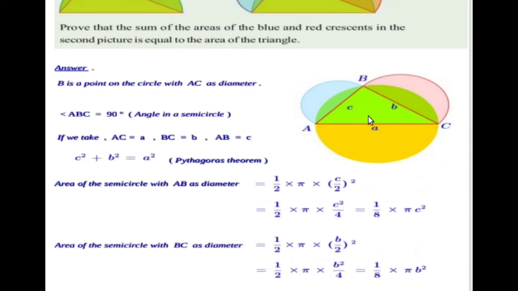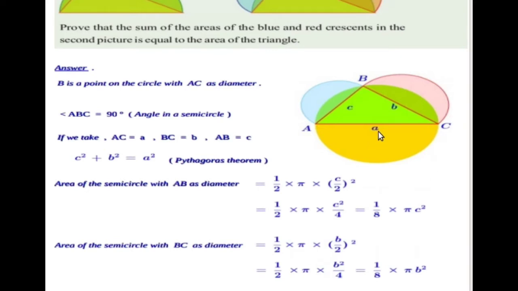What is the reason? The reason is: angle in a semicircle is a right angle. Now in this figure you can see three sides: AB, BC and AC. For convenience we take the length of AC as small a, BC as small b and BA as small c. So this triangle is a right triangle with hypotenuse a.